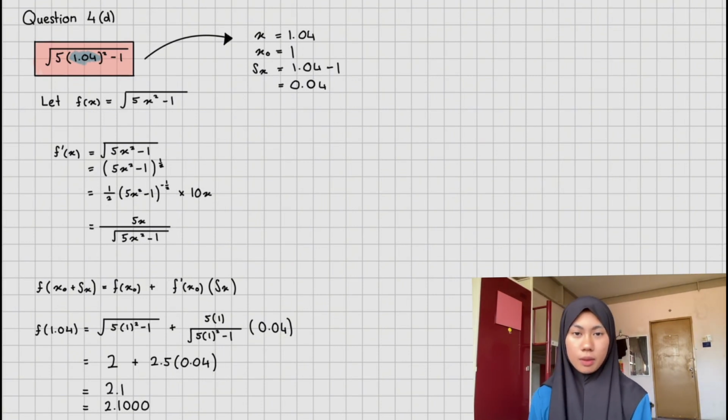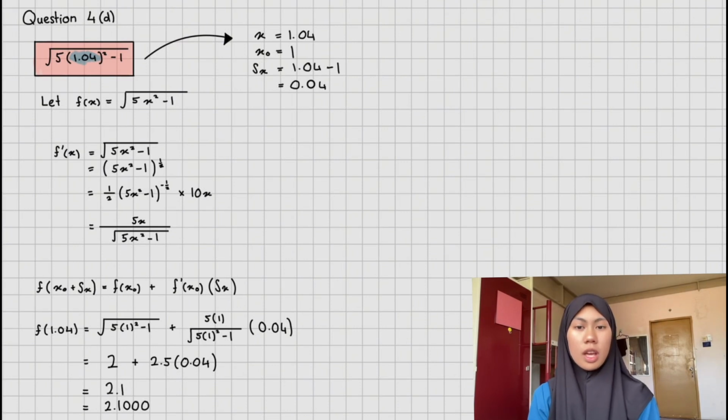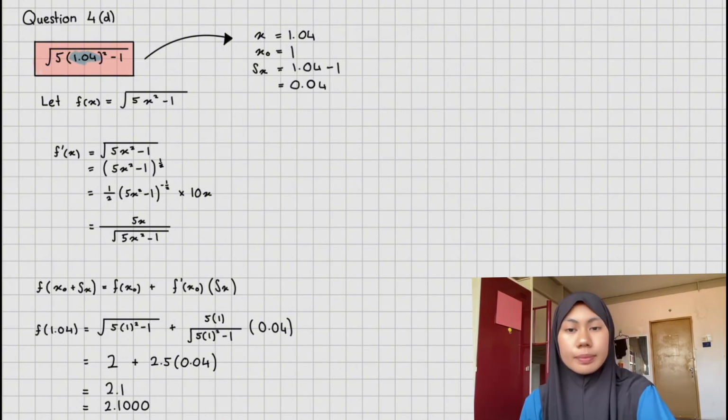Then, I find the derivative of the function. I rewrite the square root as a power: f(x) equals (5x squared minus 1) to the power 1 over 2. Using the chain rule, f prime of x equals 1 over 2 times (5x squared minus 1) to the power minus 1 over 2 times 10x, which simplifies to f prime of x equals 5x over the square root of 5x squared minus 1.